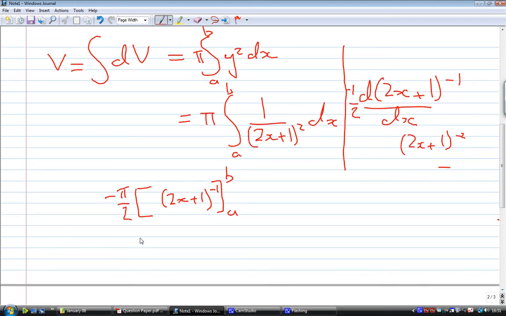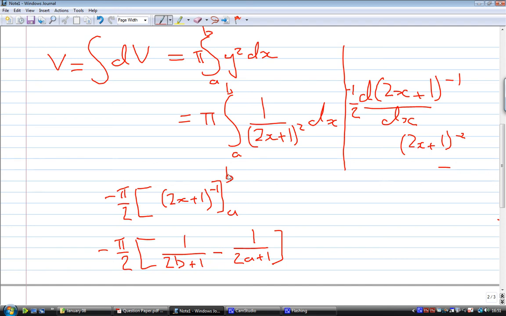What do we do next then? Simply we put the values of a and b in. So we're on the home straight now. Minus pi all over 2, big brackets, 1 all over 2b plus 1, minus 1 all over 2a plus 1. That's what we've got there then.